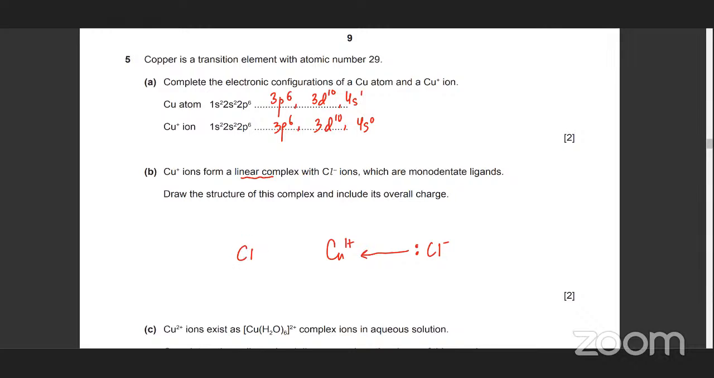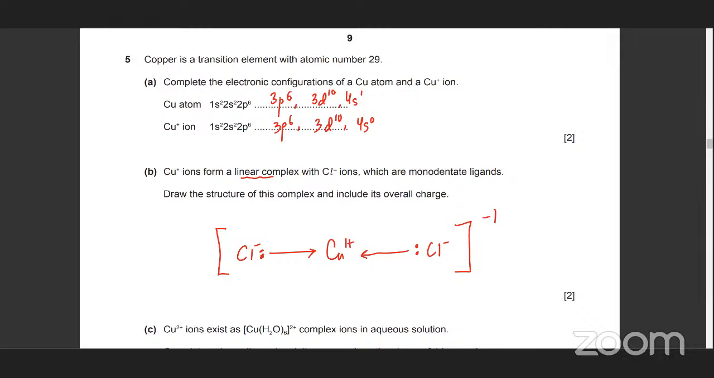And there's going to be another Cl minus 1. And so that's a linear molecule. The overall charge on this complex is going to be minus 1 if there are two Cl minus 1s involved in this.